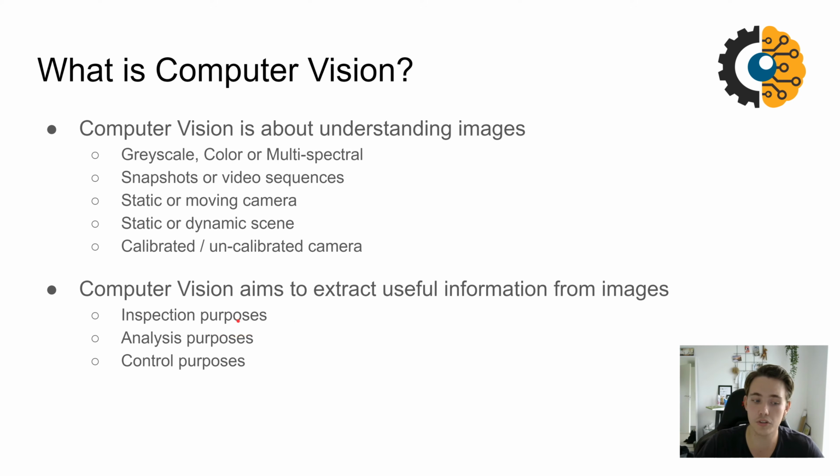We're using computer vision for inspection purposes in industry, or for analysis of an image. For example, if we want to analyze how many objects there are in the frame or image, stuff like that, but also for control purposes.